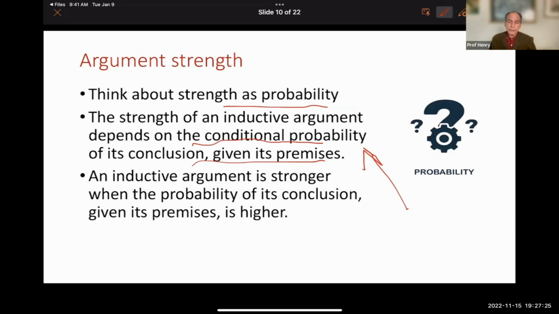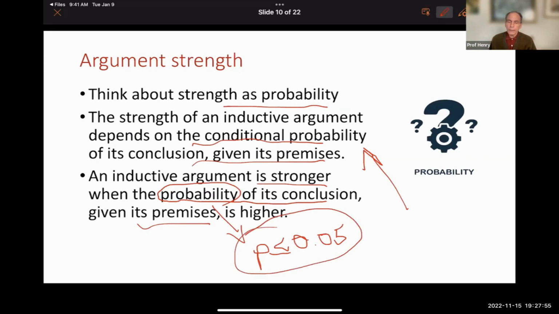An inductive argument is stronger when the probability of its conclusion, given its premises or given its data, is higher. So again, in science, we accept a p-value less than 0.05. This is truth in science. But we are accepting the fact that we could be wrong 5% of the time.